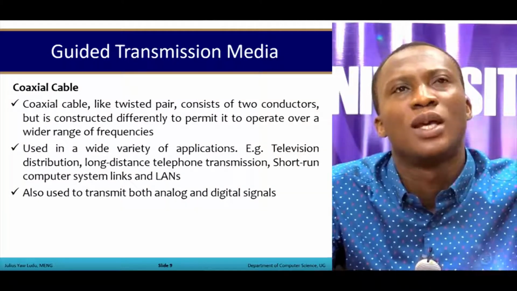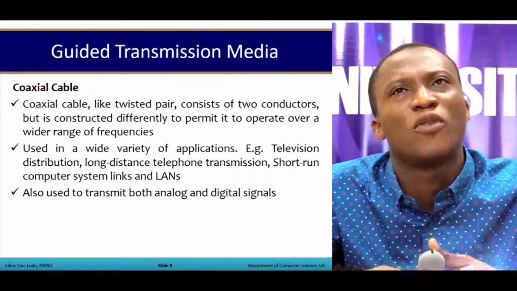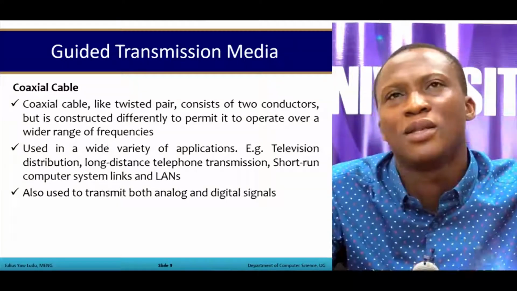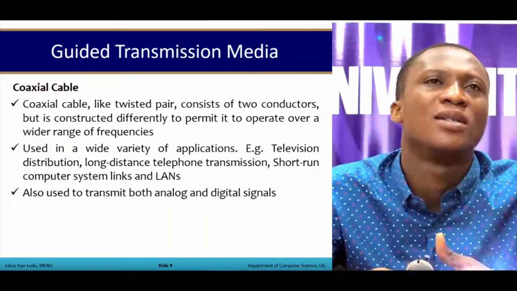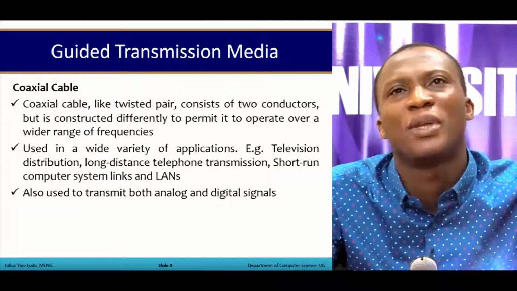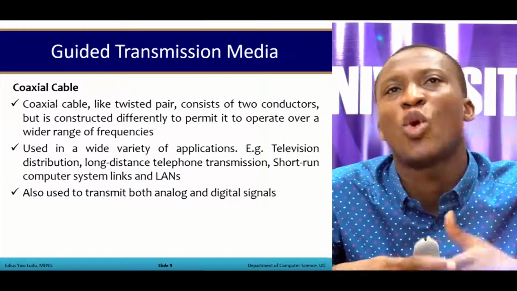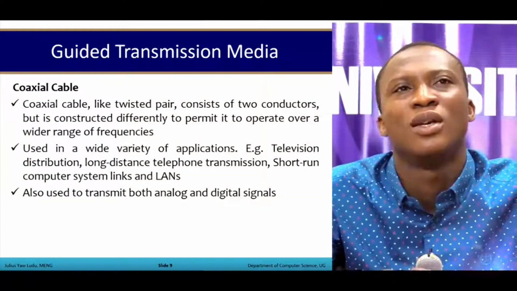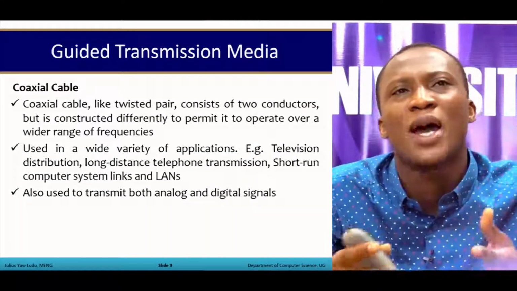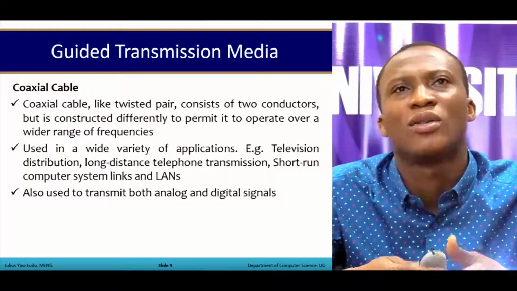Coaxial cable. Now, coaxial cable, unlike twisted pair, consists of two conductors, but it's constructed differently to permit it to operate over a wide range of frequencies. This is used in a wide variety of applications. We are talking about television distribution, long-distance telephone transmission, short-run computer system links, and even local area networks. It's also used to transmit both analog and digital signals.